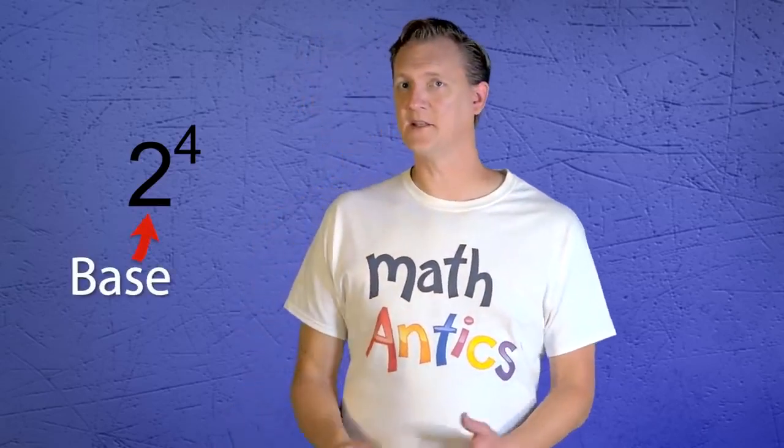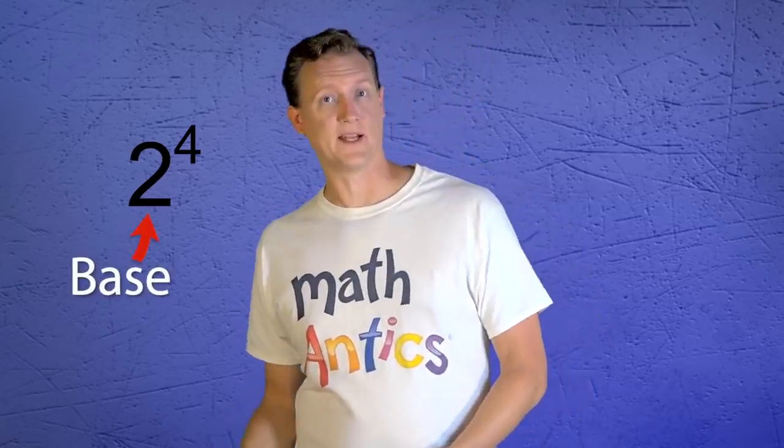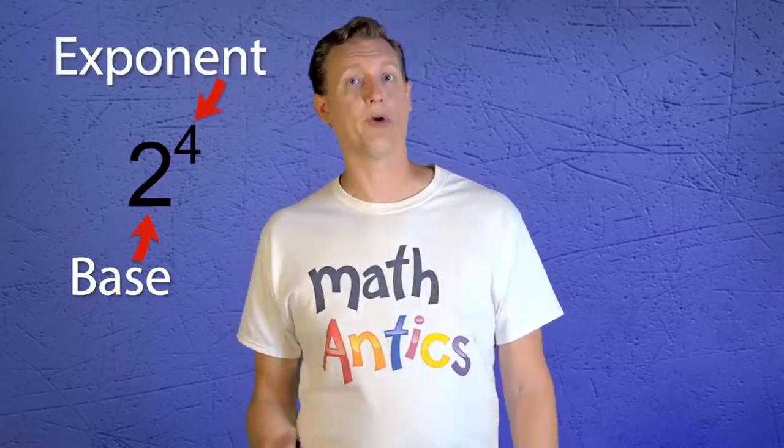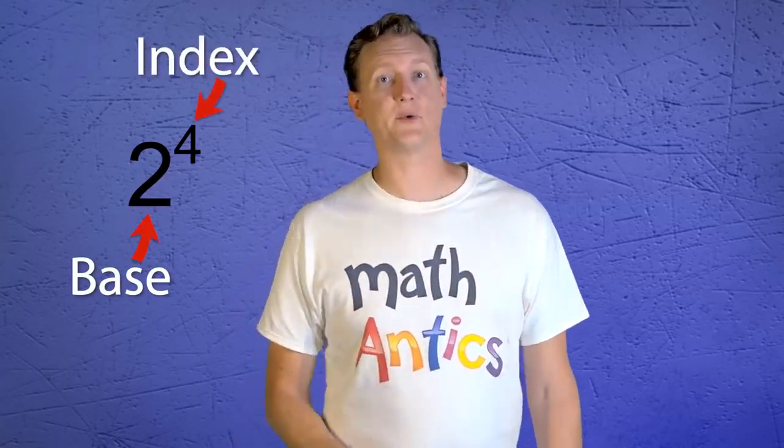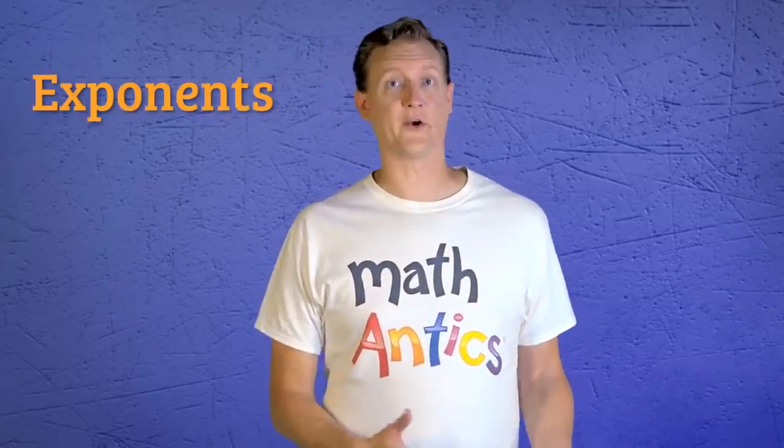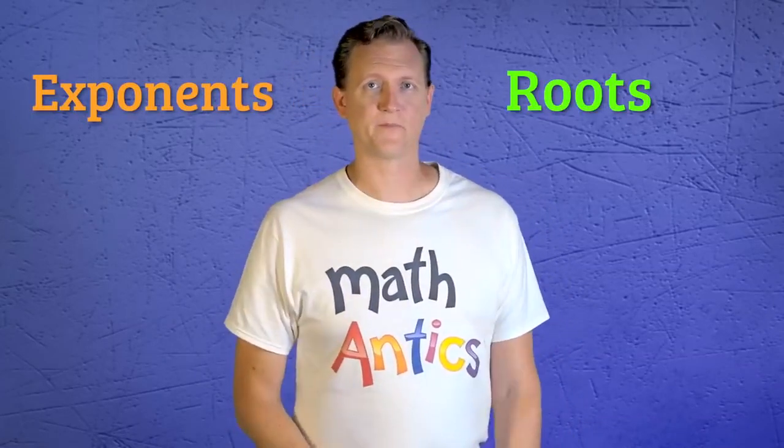Okay, so now you know that exponents are a way of showing repeated multiplication, and you also know what the two numbers in an exponent mean. The base is the number that will get repeatedly multiplied together, and the exponent, or index, tells us how many times to repeat it. In the next video, we'll learn more about exponents and their inverse operations called roots. Learning math takes a lot of practice, so be sure to practice what you've learned in this video.